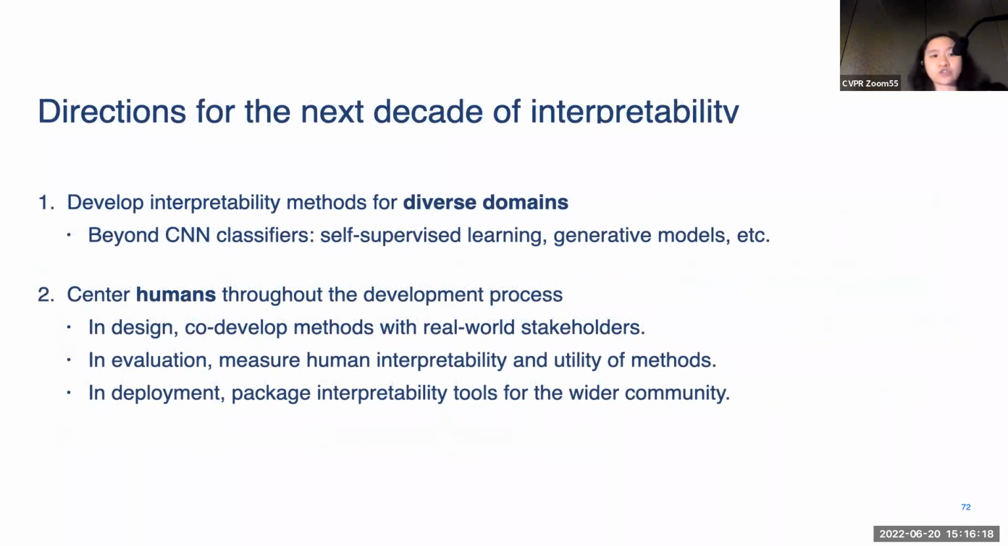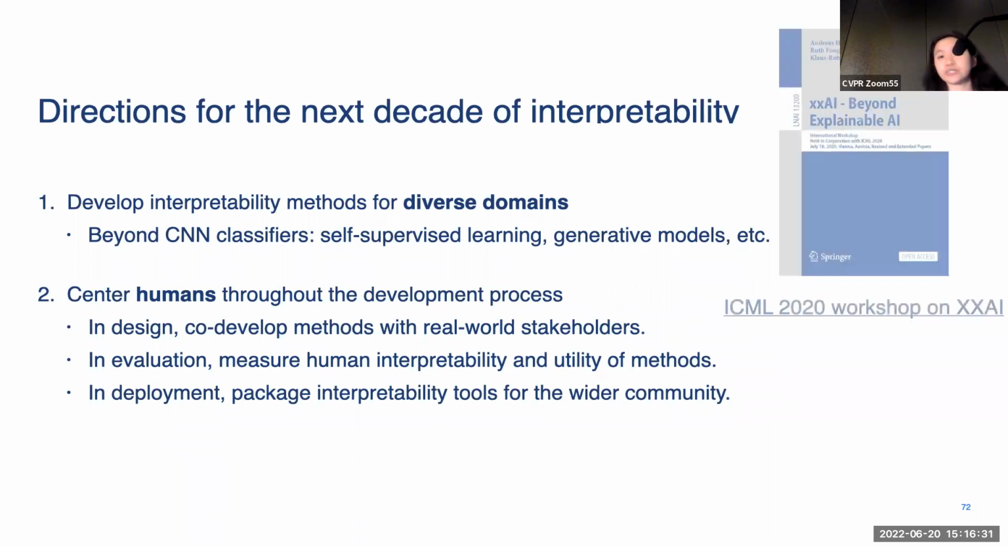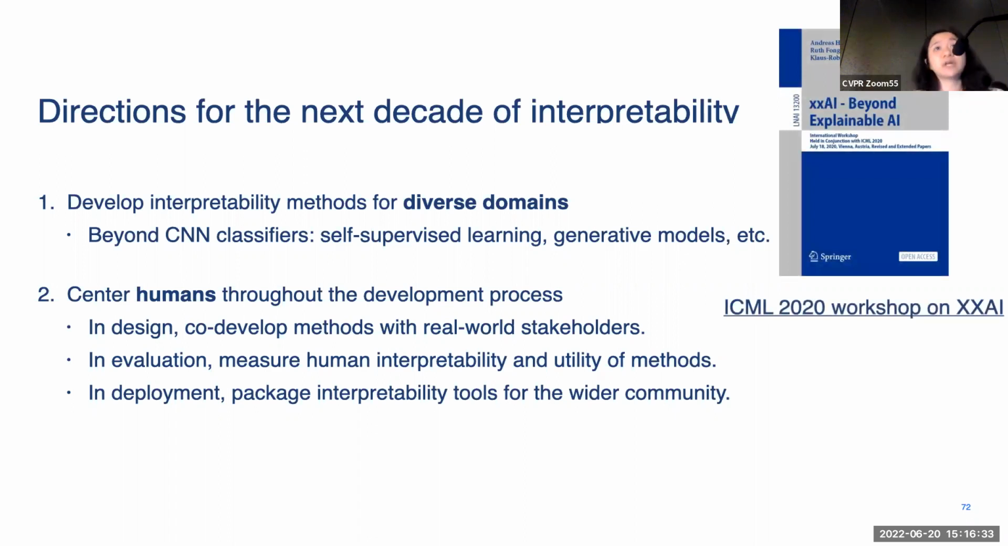So at the beginning of my talk, I described the main key directions I think are going to be important for the next decade in interpretability. In addition to advancing interpretability to these new frontiers of deep learning, which I also want to give a shout out, there's been some really awesome work at ICML 2020. There was a workshop on extending explainable AI beyond the self-supervised domain. There's also a follow-up book that collected some of the works on this new frontier. And this second part, centering humans throughout the development process, I think is really exciting for this next decade.